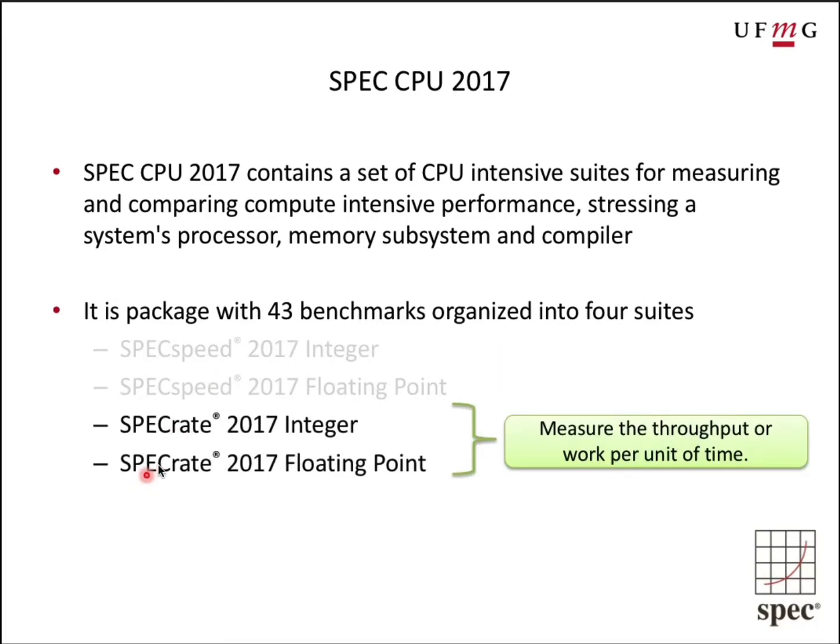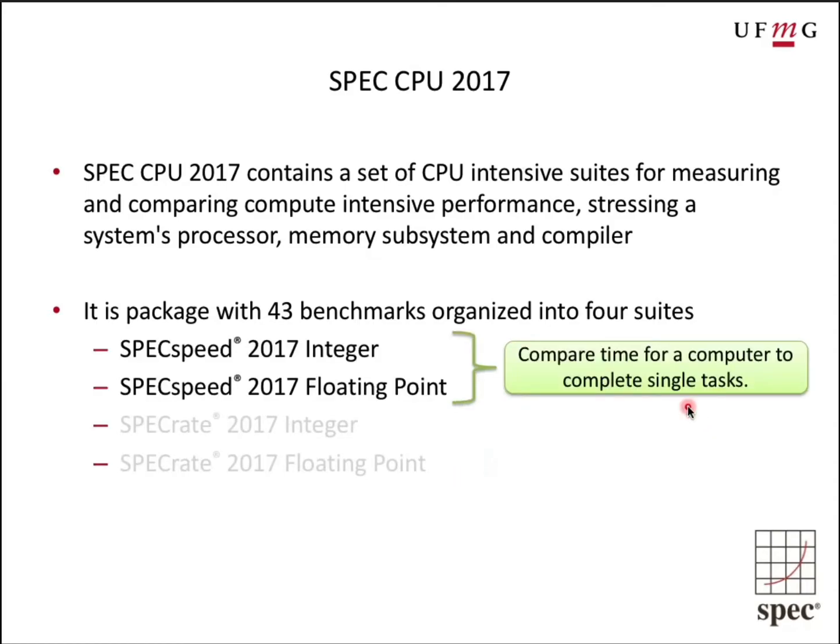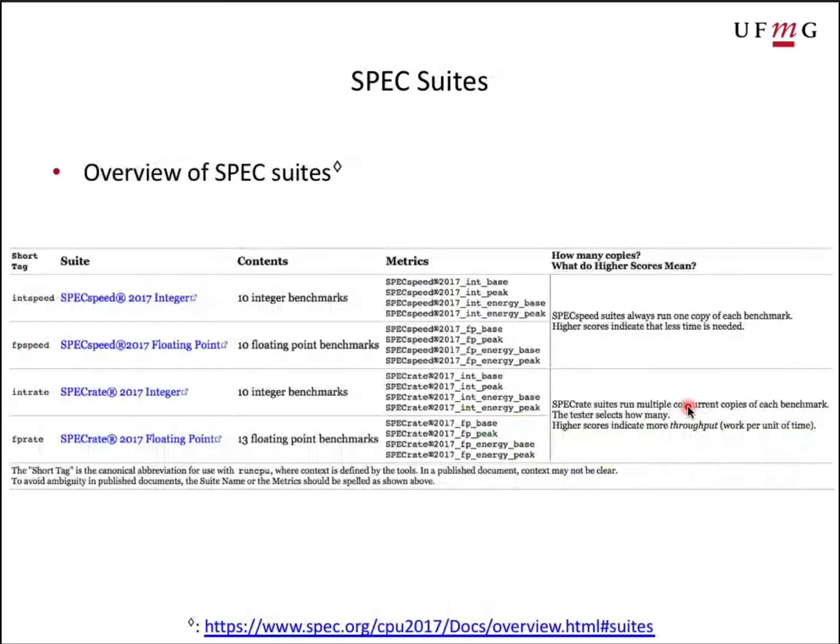And we also have SPEC rate, also for integer and floating point, that usually you should only use a single process. So this is useful for measuring the throughput of work per unit of time. So we are just measuring time, and the one before is used to complete a single test. So we have many threads, and we want to see how it does to complete it.